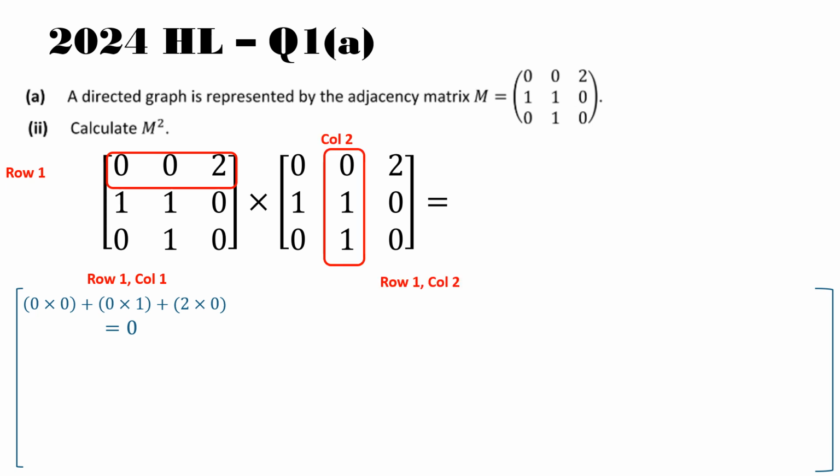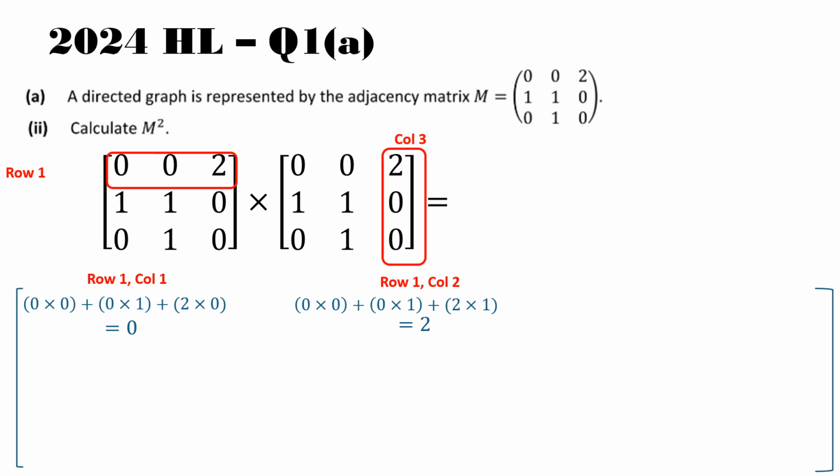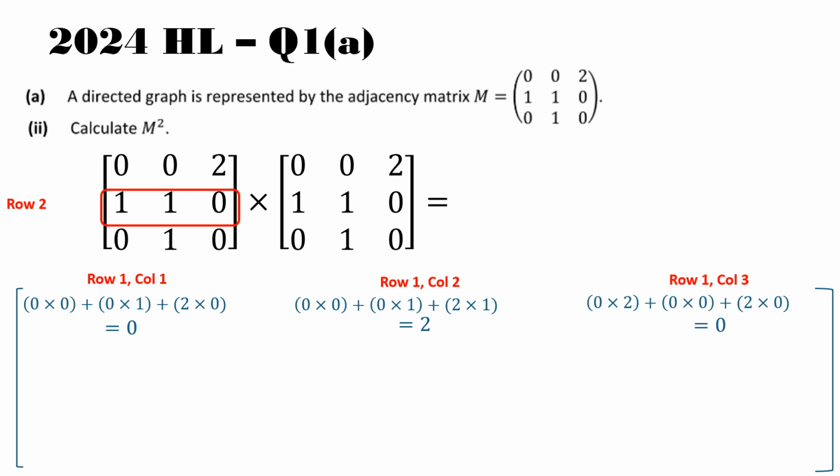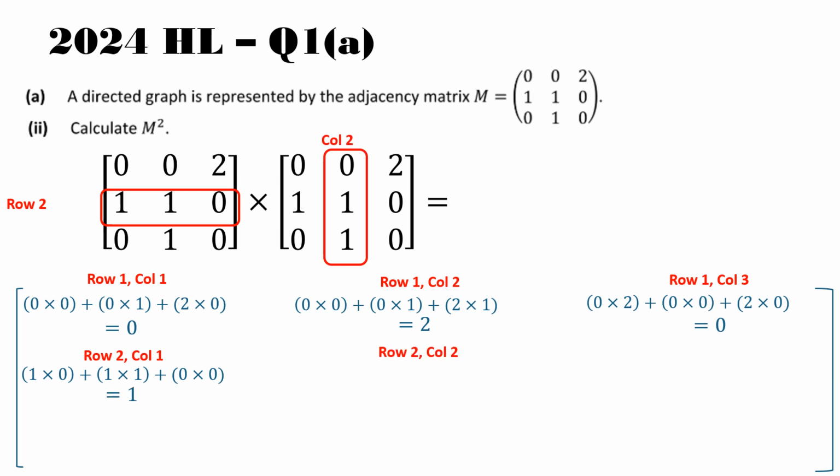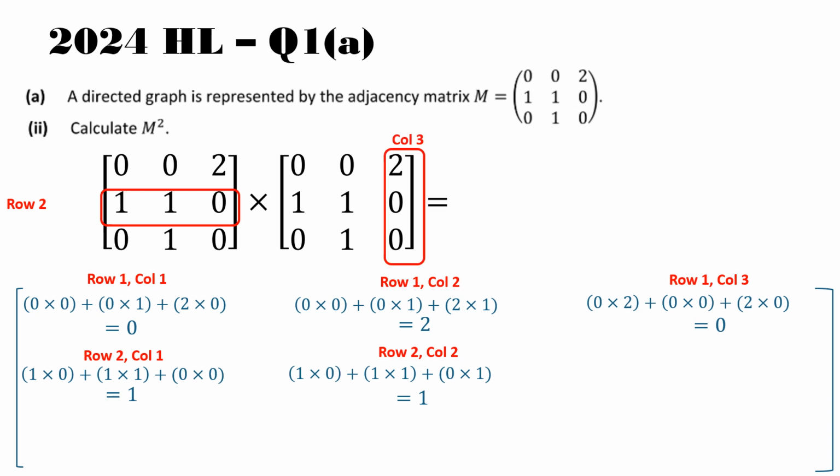Next, we do row 1, column 2. It is 0 by 0, 0 by 1, and 2 by 1, which gives us just an answer of 2. Then we do row 1 by column 3, 0 by 2, 0 by 0, and 2 by 0. That gives us a final answer of 0. Then we move to row 2, and we multiply that by column 1. So row 2, column 1 gives me 1 by 0, 1 by 1, and 0 by 0. Final answer is 1. Row 2 by column 2, it gives us 1 by 0 plus 1 by 1 plus 0 by 1. That gives a final answer of 1.